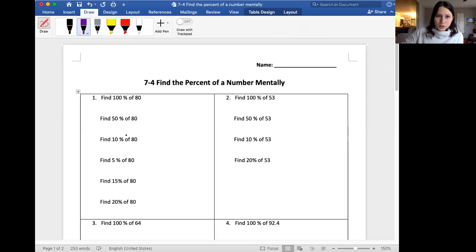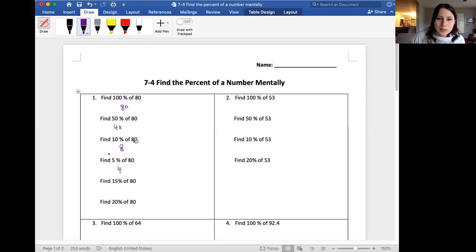So we'll start simple. 100% of 80, well, it's just 80, right? 50% of 80, that means what's half of 80? Well, half of 80 is 40. What's 10% of 80? The trick with finding 10% is to move your decimal over once. 10% of 80 is 8. What's 5% of 80? Well, 5% is just half of 10%. So half of 8 is 4. Half of 10% of 80 is 4.